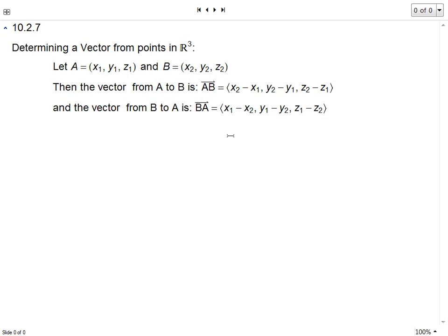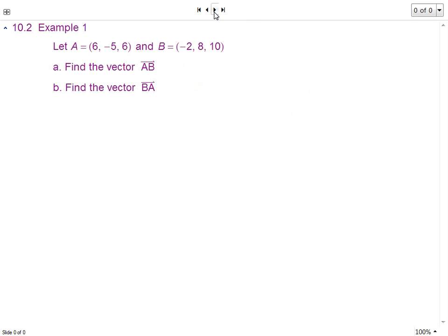Determining a vector from points in R3. So the extension now is into R3. Instead of having x1, y1, x2, y2, we have x1, y1, z1, x2, y2, z2. And as you might suspect, the only difference is that our vector with the angle brackets is going to have 3 numbers instead of 2. And the formulas are pretty much the same, right? If you want to go from A to B, subtract the first from the second. If you want to go from B to A, you subtract the second from the first. These are all formulas. So there you go.